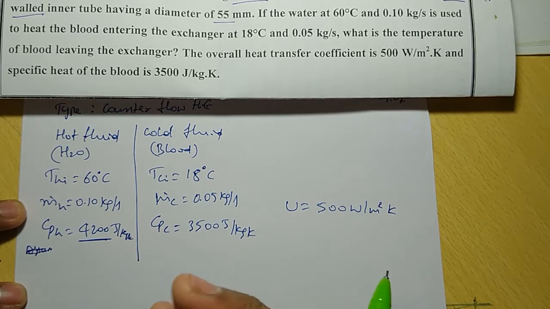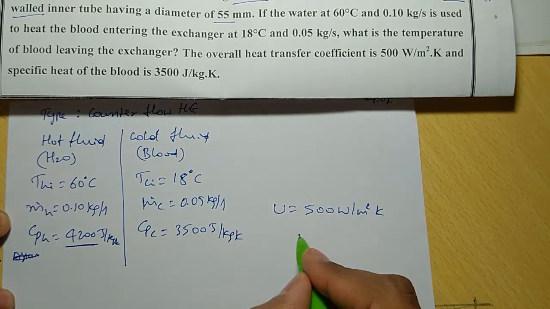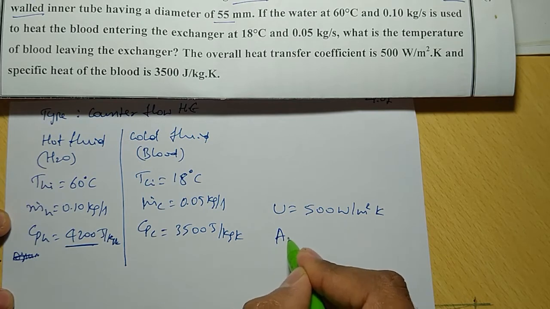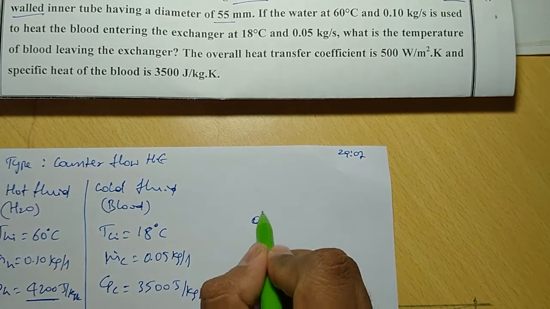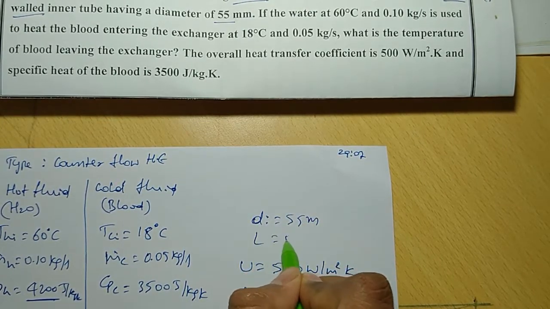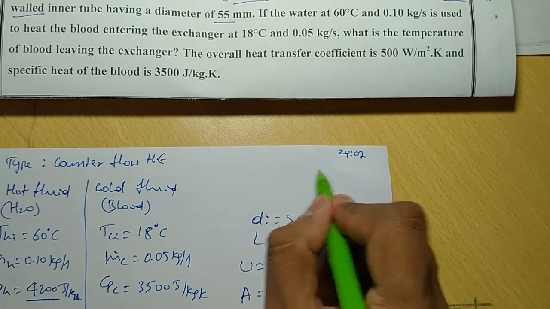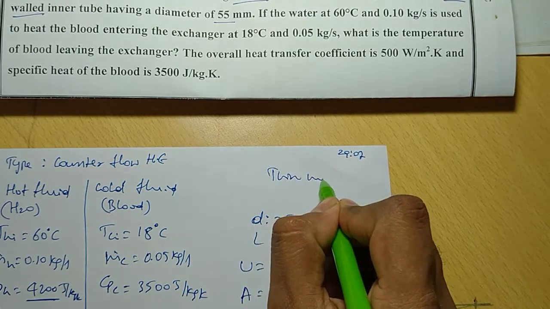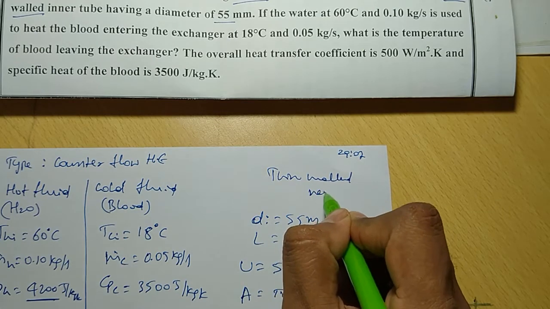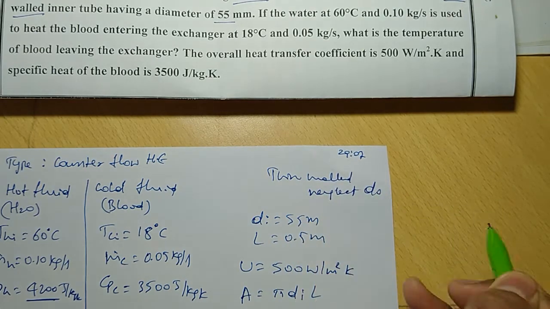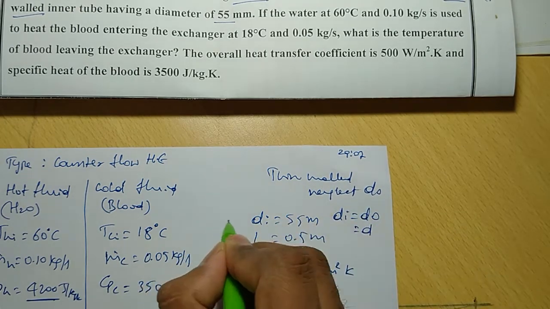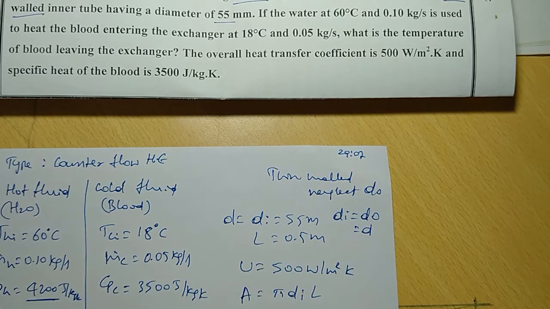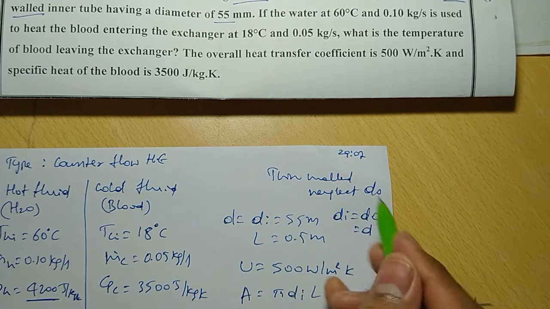Take this one. The U is given, we will take that one, but in this problem area is not given; instead of area they gave Di and L. What is the Di? The inner diameter is 55 mm and length is 0.5 meter. See here, thin walled means neglect the D naught value. So Di becomes D naught, that becomes the D value. Once D naught is neglected, the inner radius and outer radius become the same thing, that becomes the D. D is 55 mm.